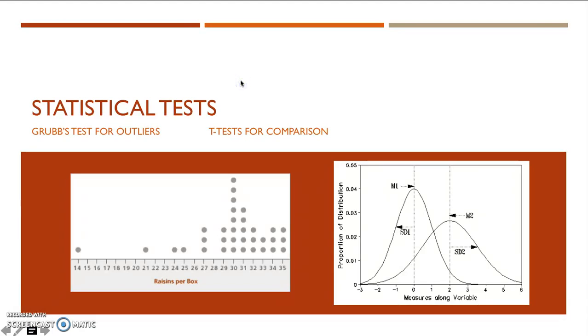Here we'll be talking about statistical tests. We'll be using statistical tests to eliminate outliers from our data sets, to give us a better idea of the precision of our data set, and also we're going to be using t-tests for comparing data.